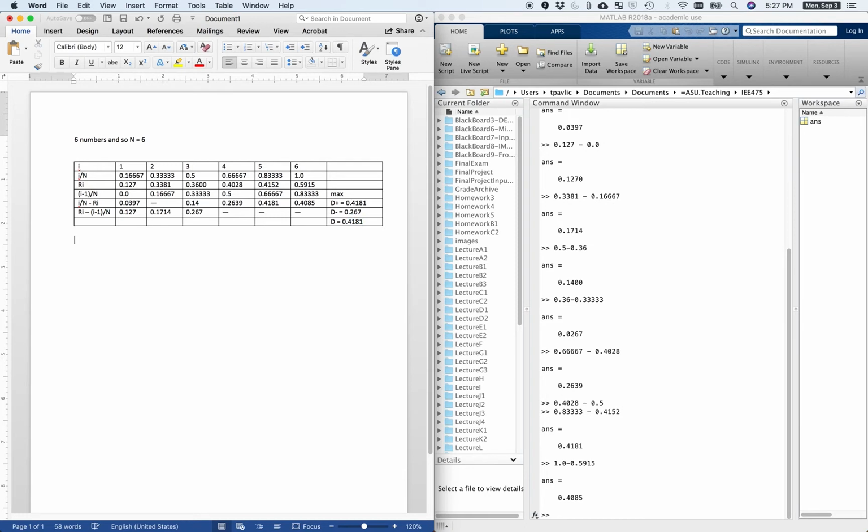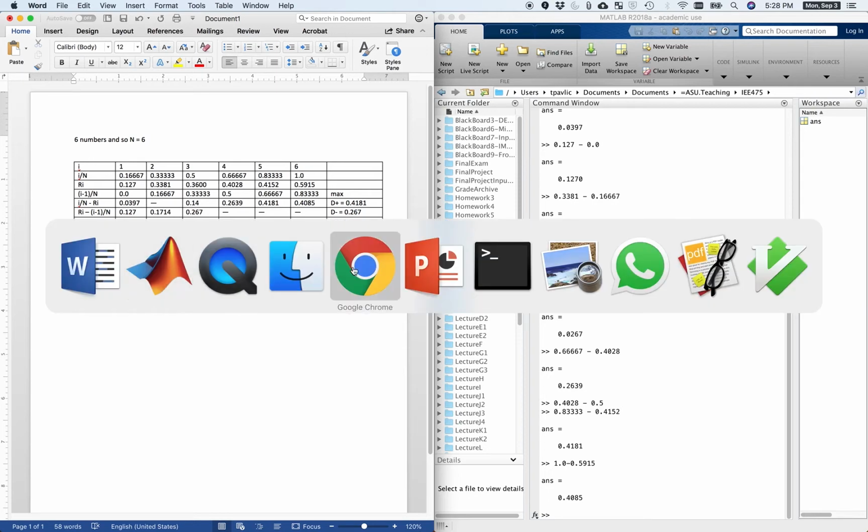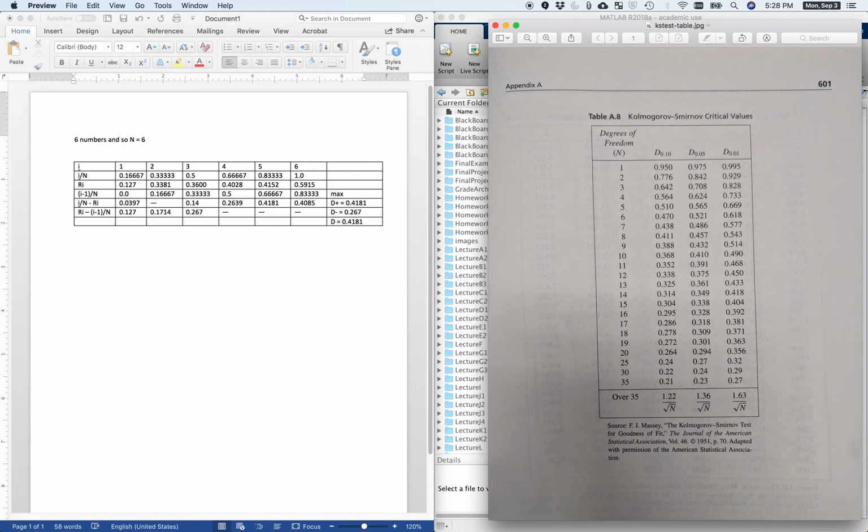So my question now is, based on that test statistic, does that imply that these numbers are significantly different from a uniform distribution? Well, how do I test that? Well, I look in the back of the book, and I happen to have a reproduction of that. Let me bring that up. So if you look on page 601 of your textbook, you'll find table A8. Table A8 has the Kolmogorov-Smirnov critical values. And they have this column, degrees of freedom, and then they have these columns, D.1, D.05, and D.01.